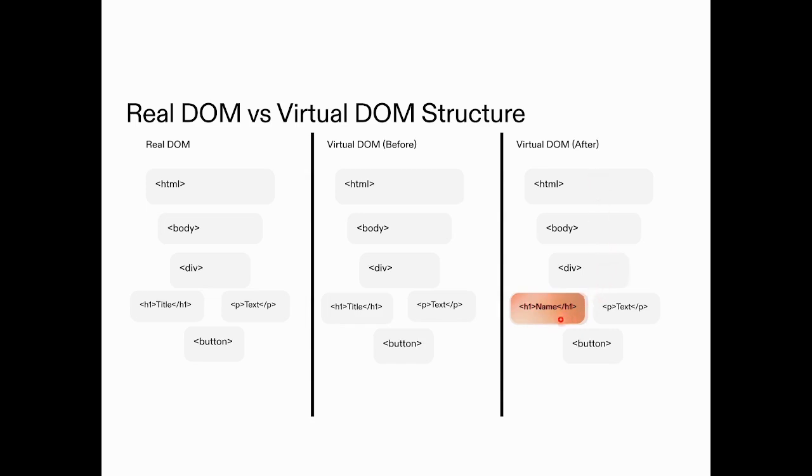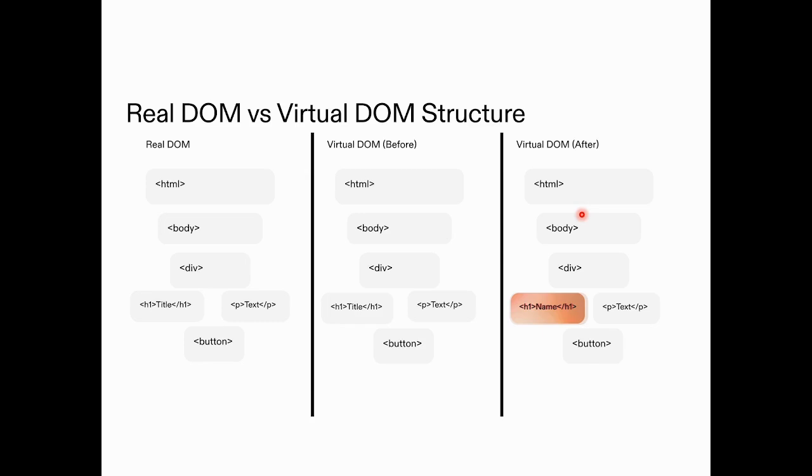So instead of updating the entire real DOM, React only updates the single H1 element inside the real DOM. React also makes use of something known as batching. If there are multiple small changes, React will collect them and apply one optimized update to the real DOM. This is the main reason why the React app feels smooth and fast.